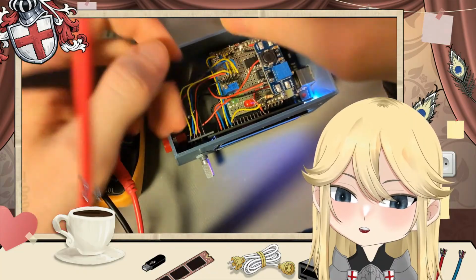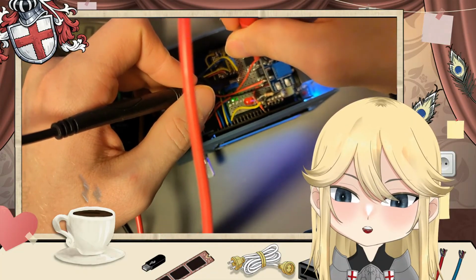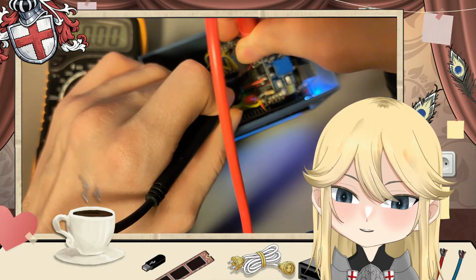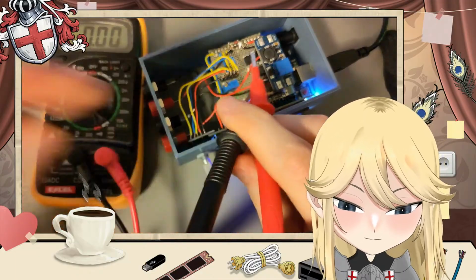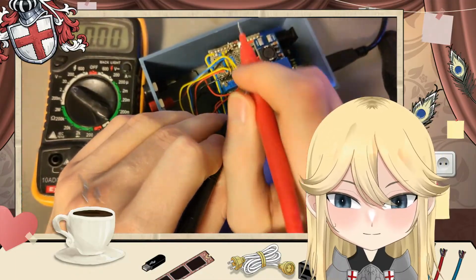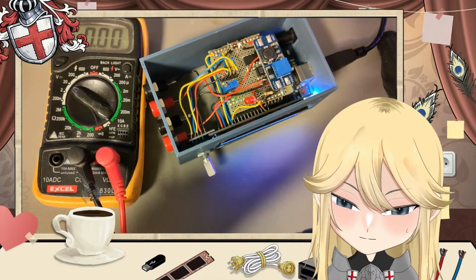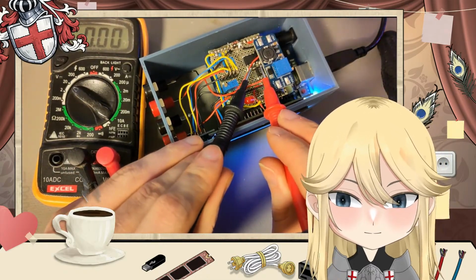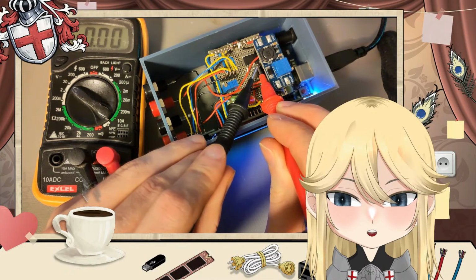Let's see. You touch that part. You touch. Oh Jesus Christ. How do I... I don't want to focus on my hands. This is so annoying. Okay.